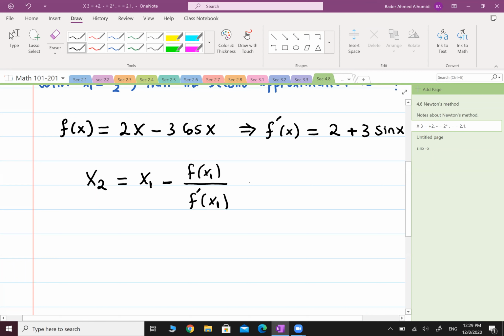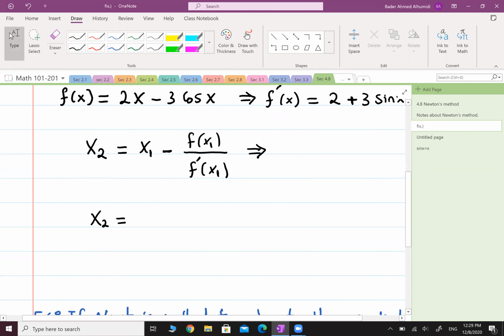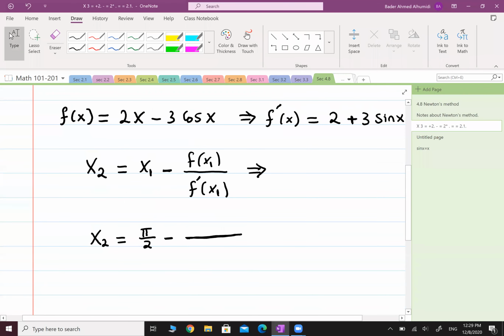Good. And this implies x2 will be equal to, what is x1? x1 is given in the question, that is pi over 2. This is pi over 2 minus, now what is f of x1? I substitute pi over 2 in the function f of x. So it will be 2 times pi over 2, that is equal to pi, minus 3 cosine pi over 2, which is 0. So the answer is equal to pi.